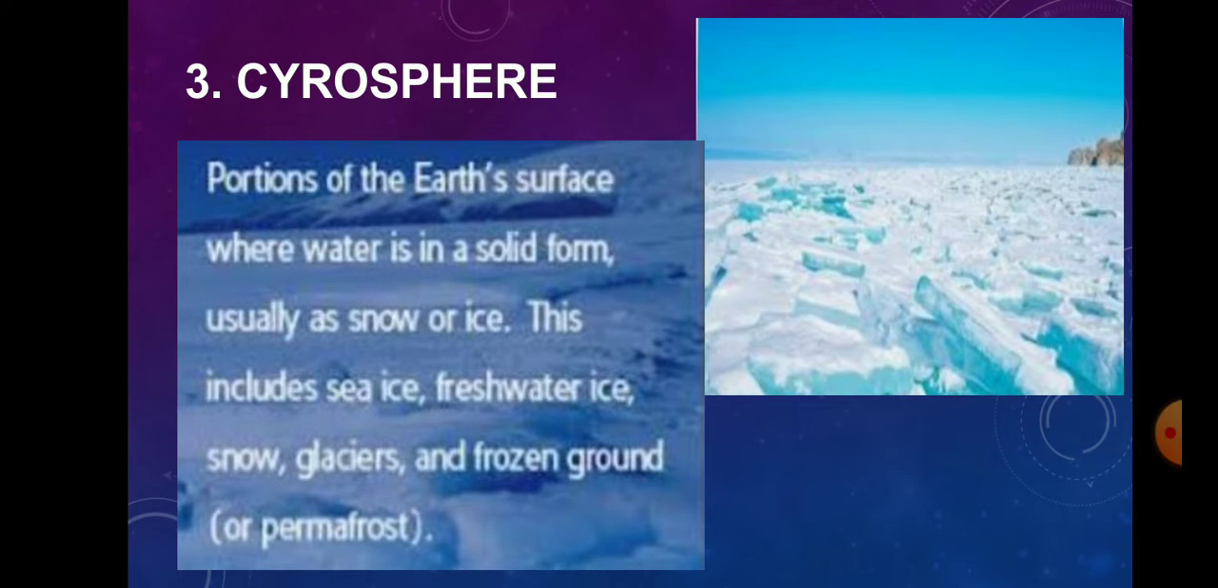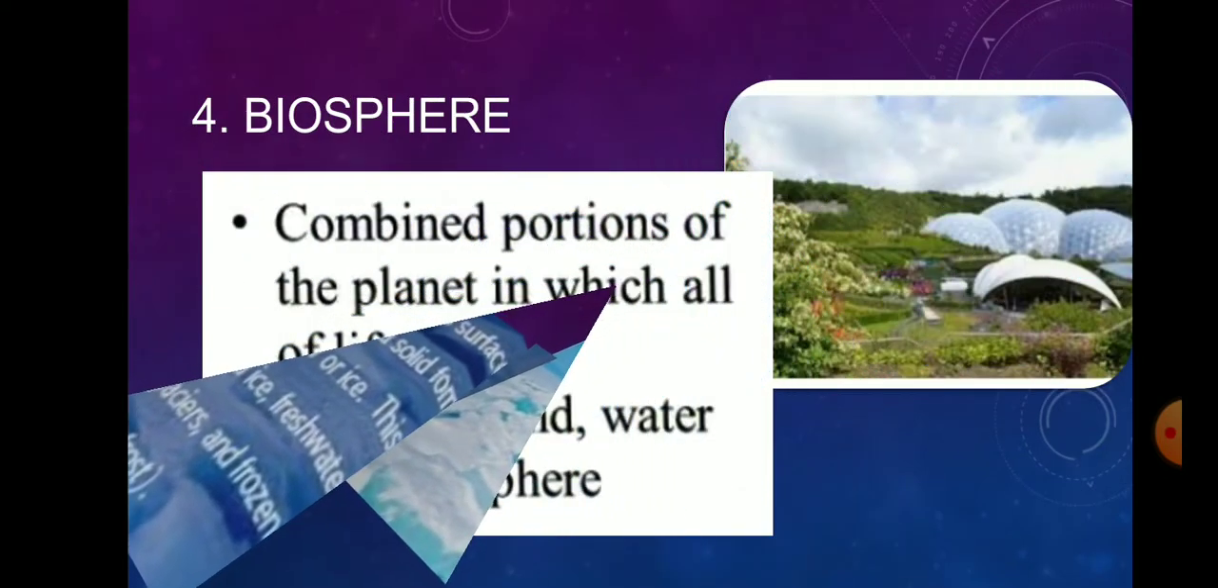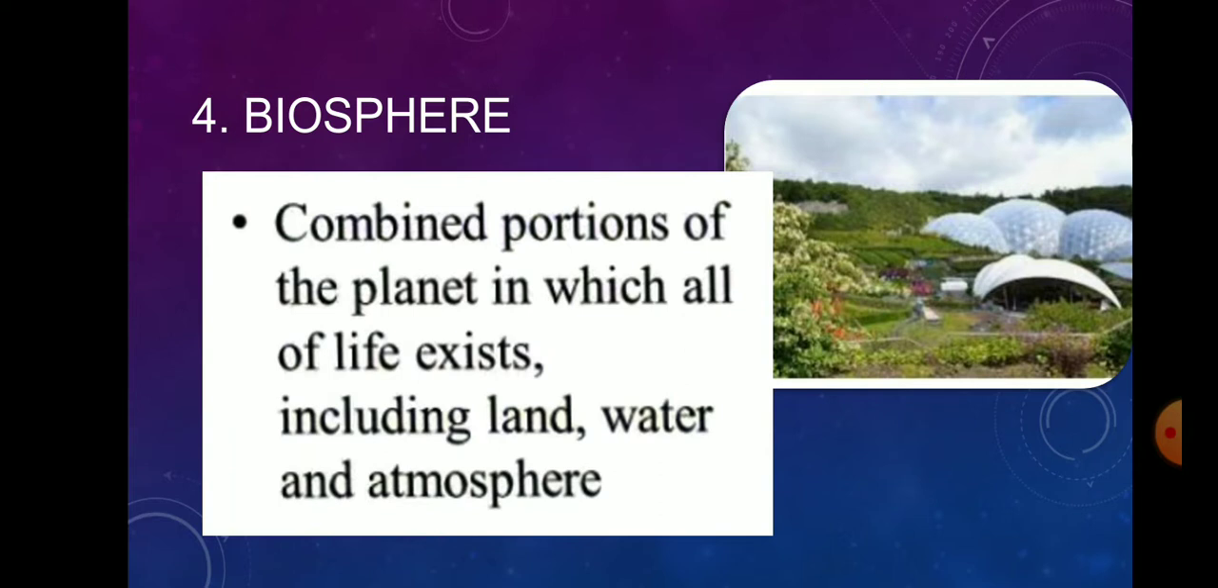Let us talk about the number 4, biosphere, the combined portion of the planet in which all of life exists, including land, water, and atmosphere. Biosphere plays an integral role to support the life of organisms and their mutual interaction. It is a vital element in climate regulation.